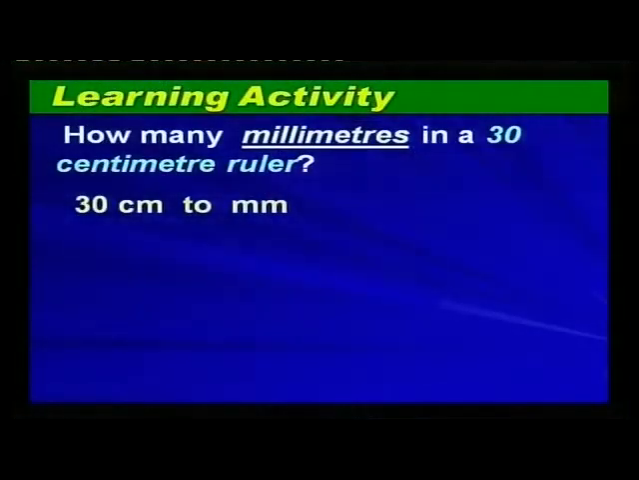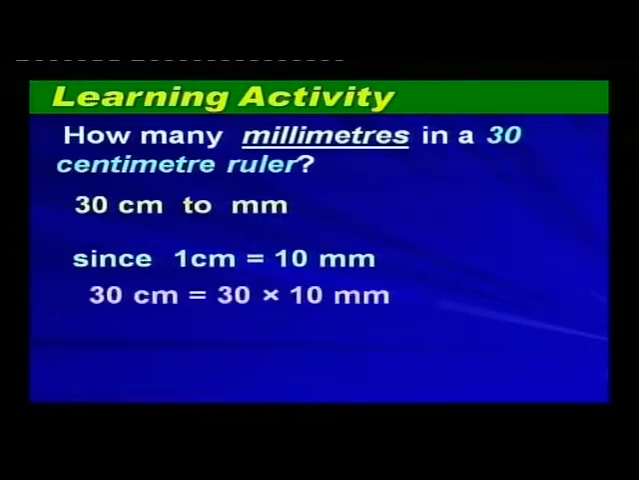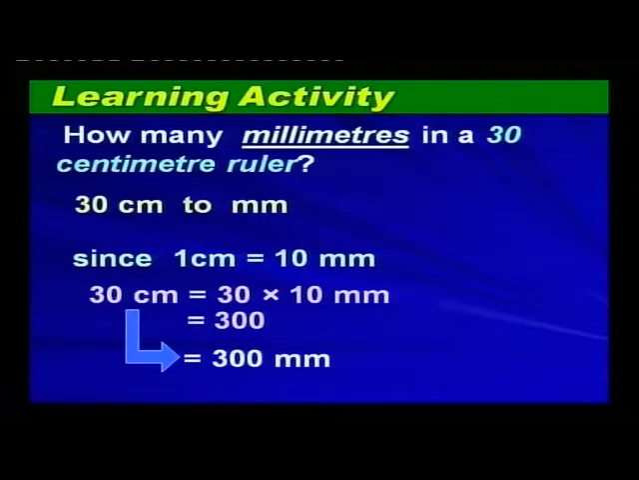Now, how many millimeters in a 30 centimeter ruler? We are trying to change 30 centimeters to millimeters. Okay? So, since 1 centimeter is equal to 10 millimeters, 30 centimeters is equal to 30 times 10 millimeters. And it's equal to 300. So, 30 centimeters as millimeters is 300 millimeters.